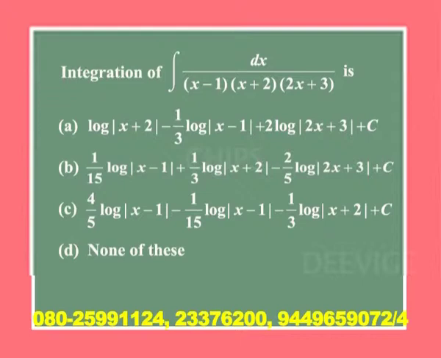Option B, 1 by 15 log of mod of x minus 1 plus 1 by 3 log of mod of x plus 2 minus 2 by 5 log of mod of 2x plus 3 plus c. Option C, 4 by 5 log of mod of x minus 1 minus 1 by 15 log of x minus 1 minus 1 by 3 log of mod of x plus 2 plus c. Option D, none of these.